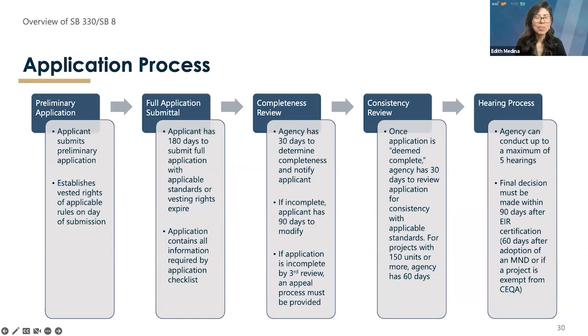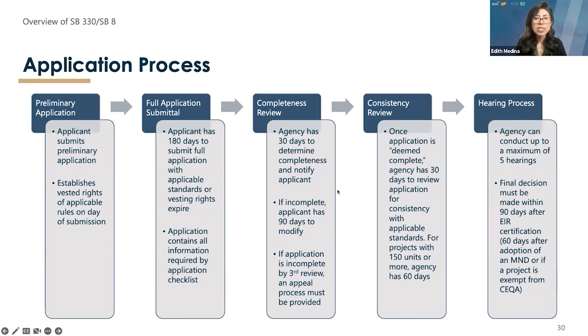On this slide, I will go over the SB 330 application process. There are 5 major steps, beginning with the preliminary application, where the applicant submits all 17 required items and pays their permit processing fees. Then the agency determines that the applicant submitted all those required materials. Then the applicant has 180 days to submit the full application. These are materials required for land use entitlements, such as a development plan or a tentative map, and any other information required by the local government in their application checklist. If during this step the number of units or the square footage has changed by 20% or more, then a new preliminary application is required, and that repeats the process.